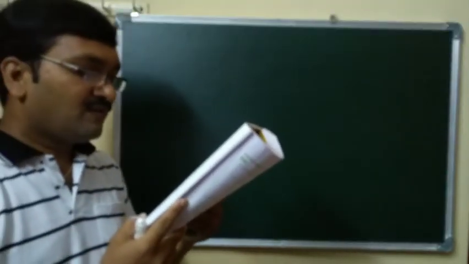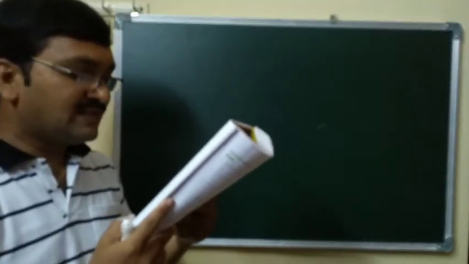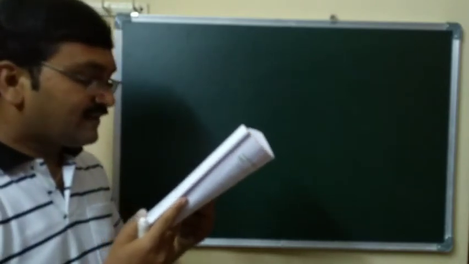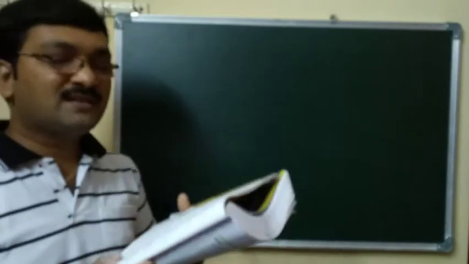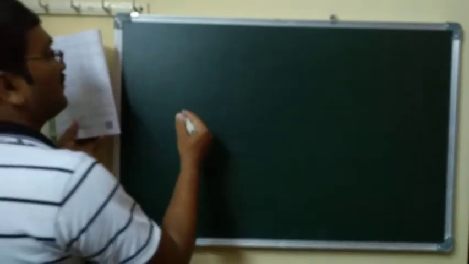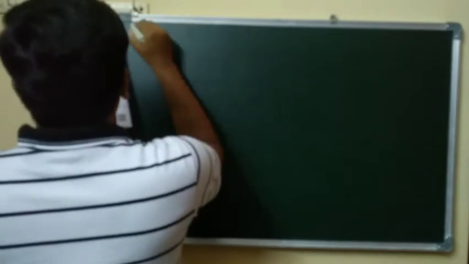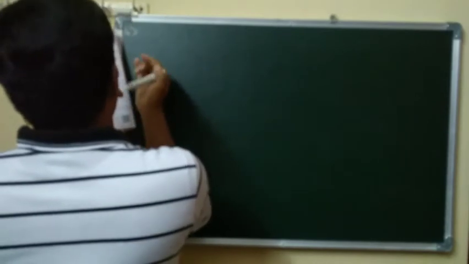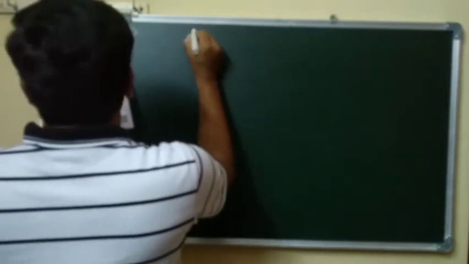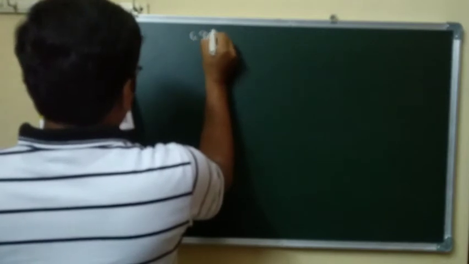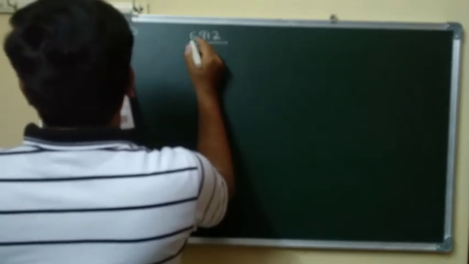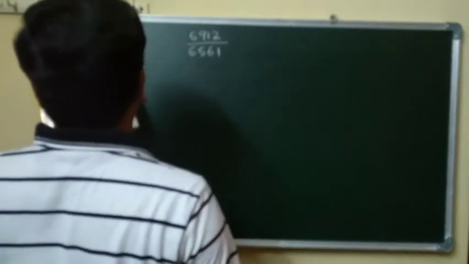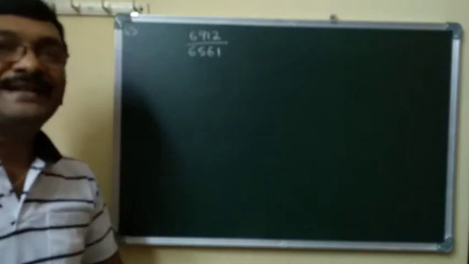Next question is the 43rd one. Reduce 6,912 divided by 6,561 to its lowest term. So I am taking the 43rd question, and I am writing only half of it. That is 6,912 divided by 6,561. So we have to make it into the lowest form. Lowest form means you know that.